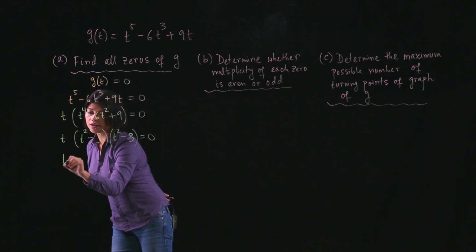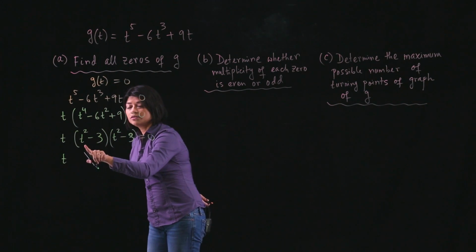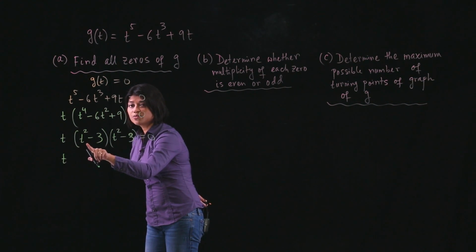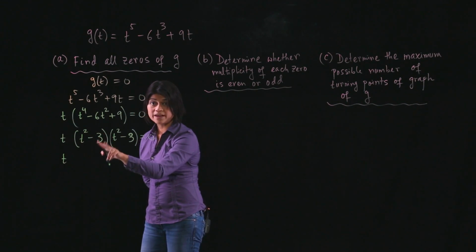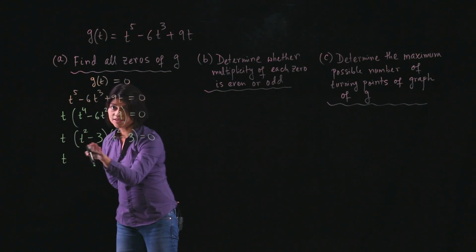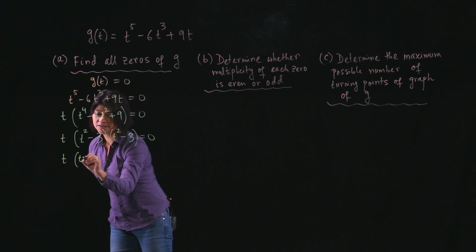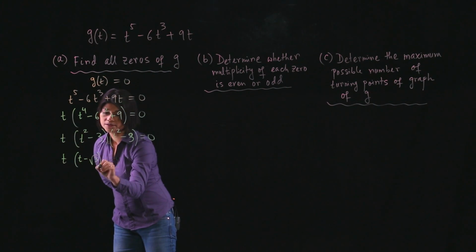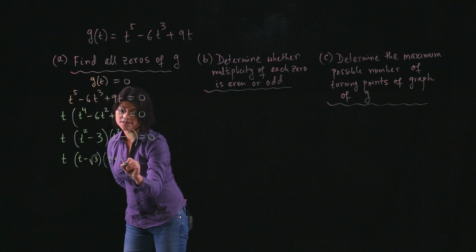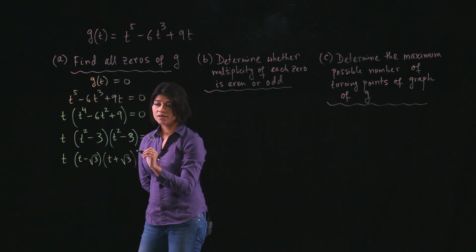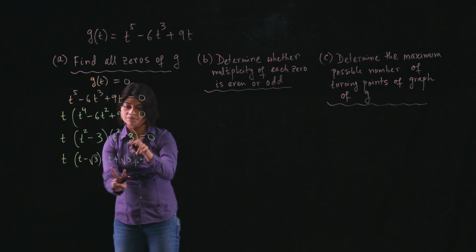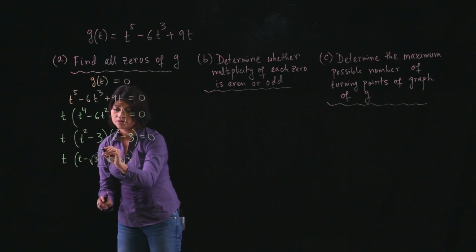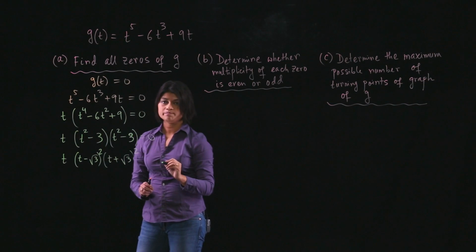Okay, now look at this factor. This is t squared minus 3. This is also a difference of two squares, so you can factor it further. So this one will be t minus square root of 3 times t plus square root of 3. But there are two of them, so you will get 2 of each of these factors. So you just square them.